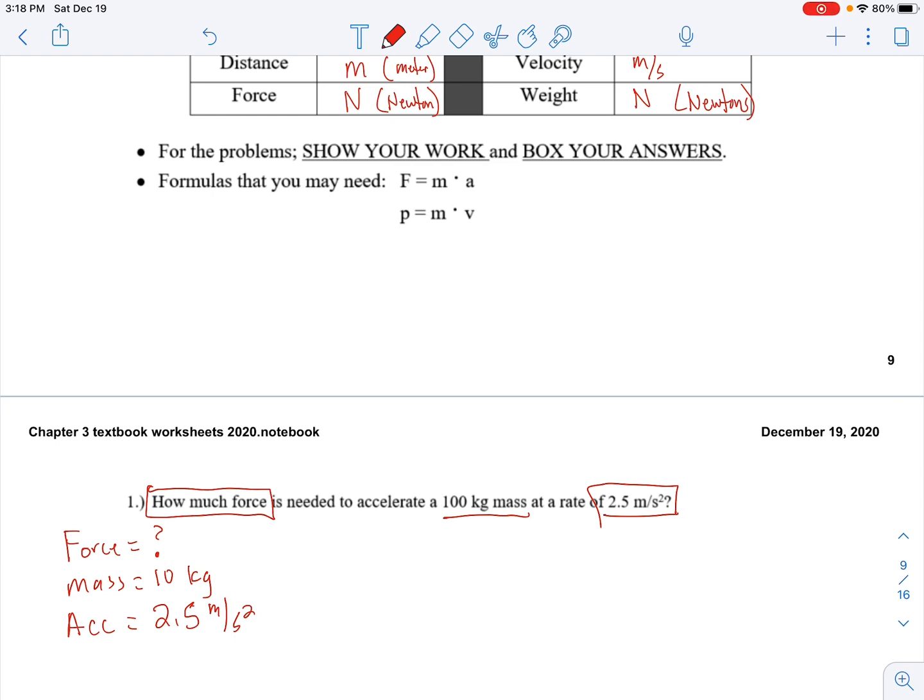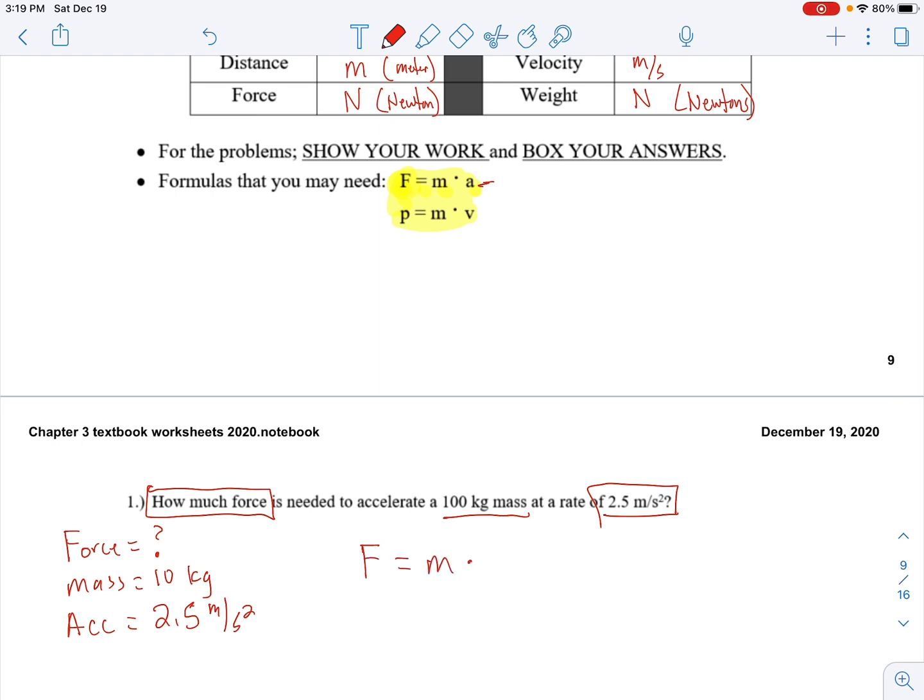So there's two formulas that I'm going to choose for all my math problems here. Force equals mass times acceleration to find out how much pushing or pulling I need. Or momentum, which is mass times velocity. Okay, so I have a mass and an acceleration and a force. So I think I need to use this top formula here. So I am going to show my work by writing my formula down.